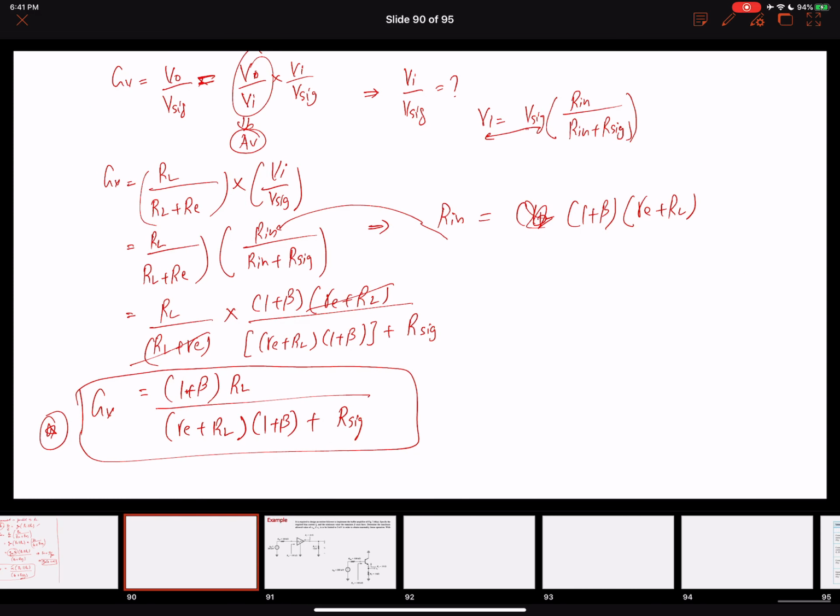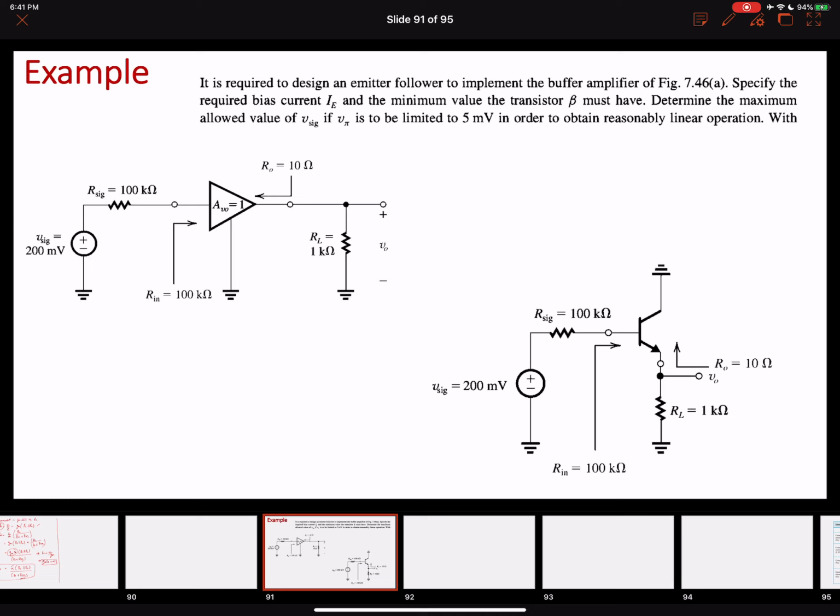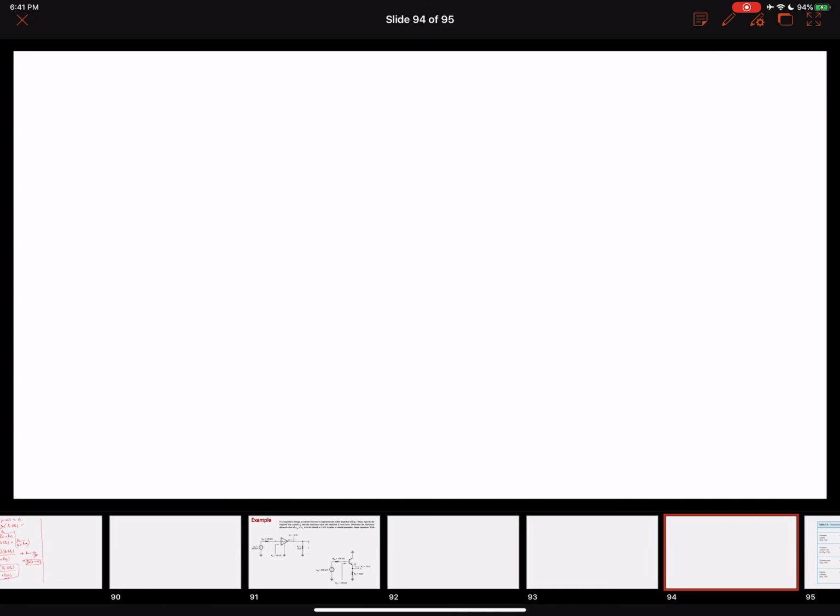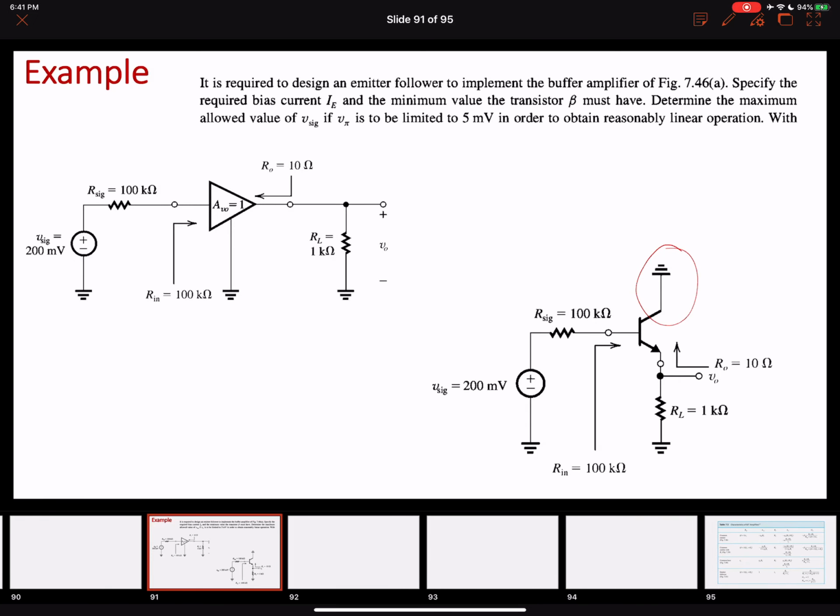So let's do one example before we wrap up this lecture. All right, so let's look at this example in detail now. In this example, we have a common collector configuration. We want to design an emitter follower, right? This circuit is known as an emitter follower because it has an open circuit voltage gain of 1. So we wanted this to develop into a buffer amplifier, and this is the circuit that is given over here. So let's start with the first part of this question.